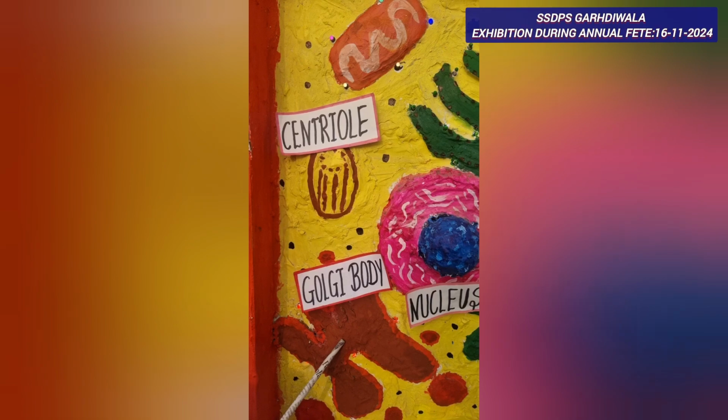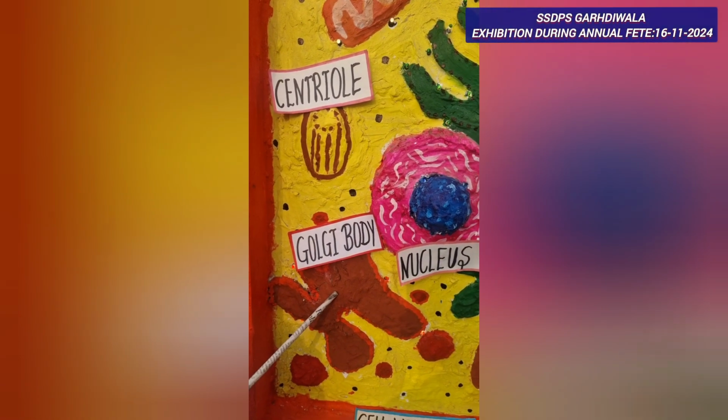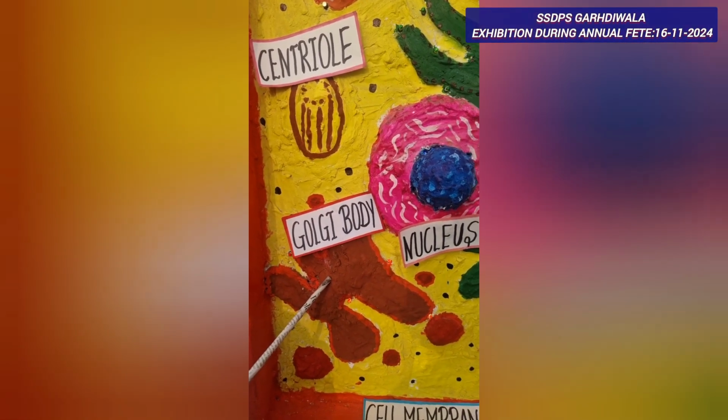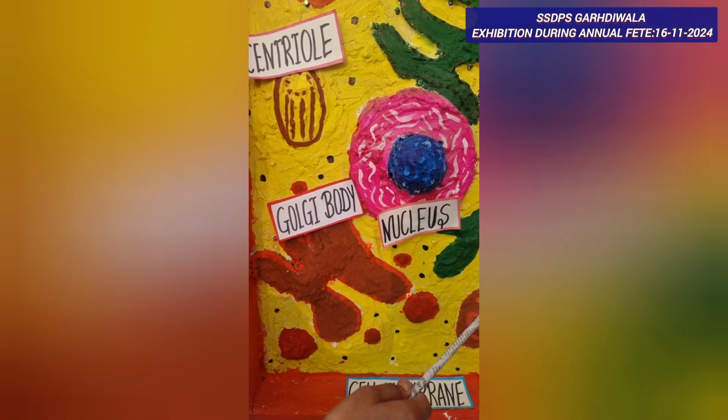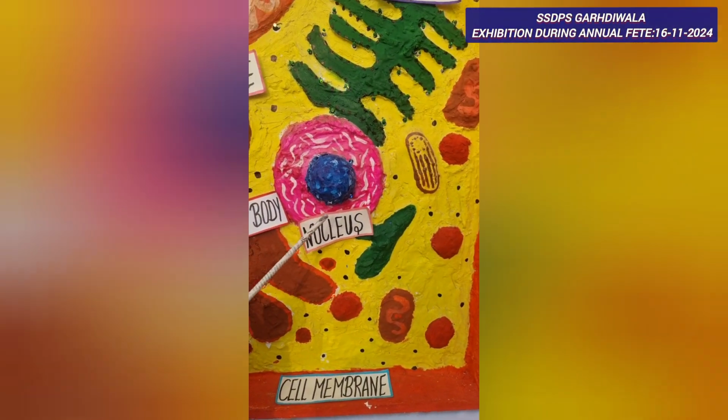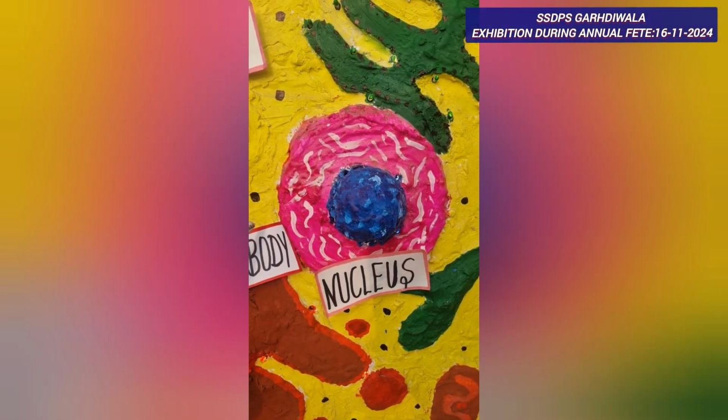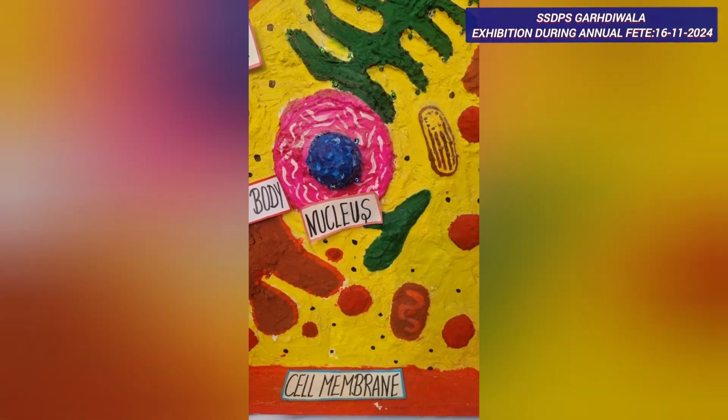This is the Golgi body. It helps in maintaining and packaging of the proteins. This is the nucleus. This is the most important cell organelle, which controls all the activities of the cell.